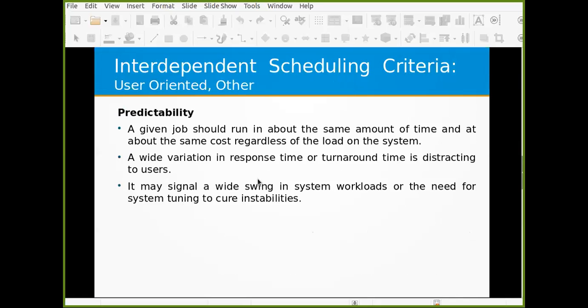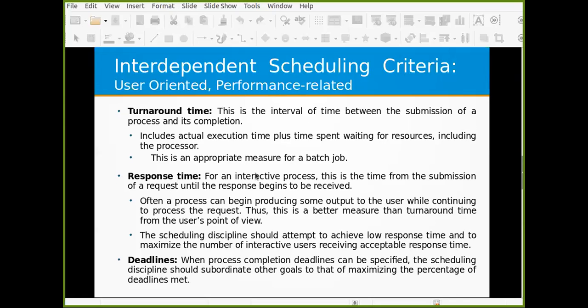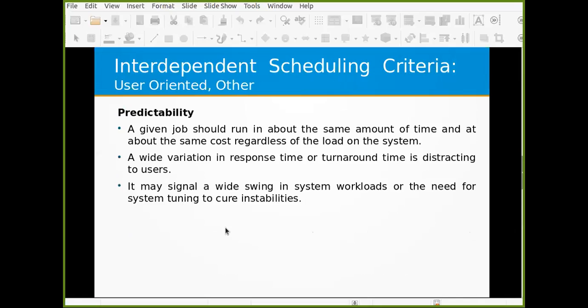Then again, user oriented but not performance based. The earlier ones are performance based; you can measure the performance. But these are user oriented and non-performance based, like predictability. The example that I just gave you, actually. A given job should run in about the same amount of time and at about the same cost, regardless of the load on the system. My item should be delivered to me whether it is festive season or non-festive season, right? That is one example. A wide variation in response time or turnaround time is distracting to users.